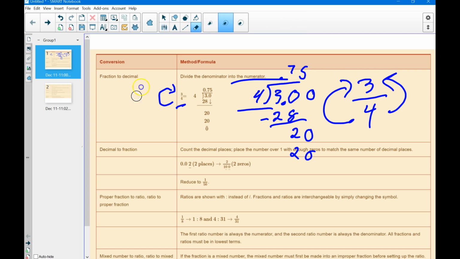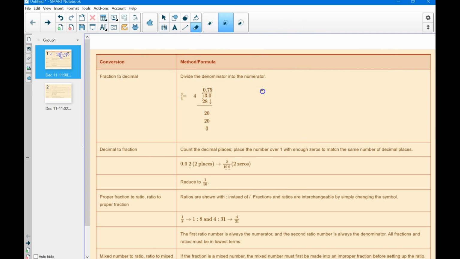The next section is converting decimals to fractions. To convert decimals to fractions, we need to remember the place value. All right, remember place value? Where we had tens, hundreds, thousands, and so on. So, for example, here if we have decimal 0.02.